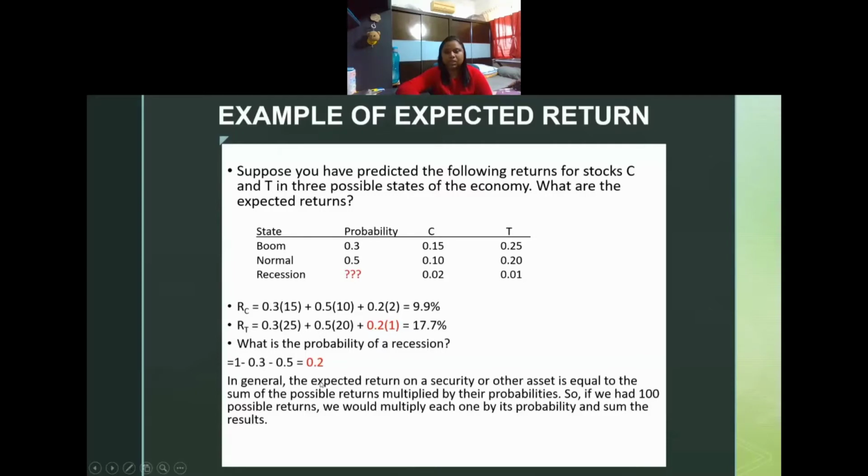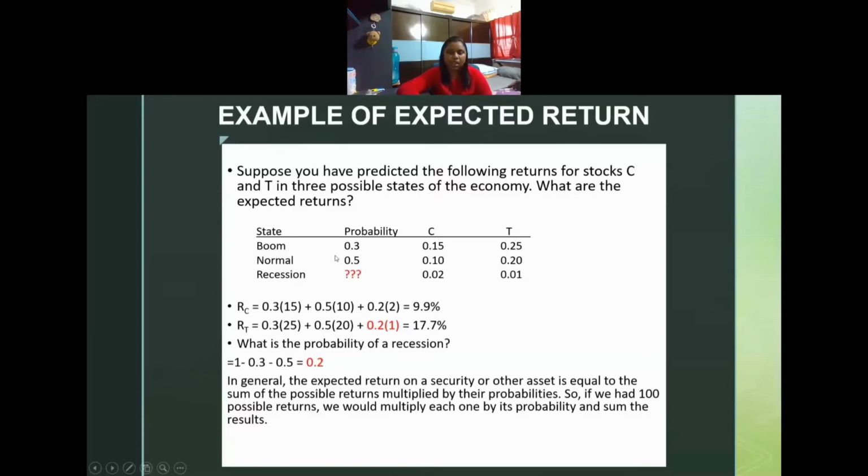In general, the expected return on a security or other asset is equal to the sum of the possible returns multiplied by their probabilities. So if we had 100 possible returns, we will multiply each one by its probability and sum the result. Basically, we take 1 minus 0.3 minus 0.5 and you will get 0.2 over here under the recession.